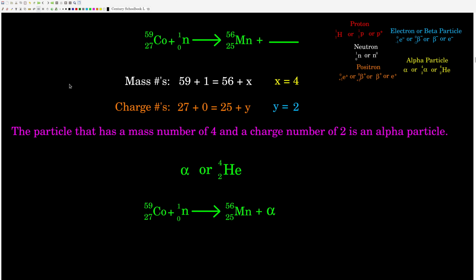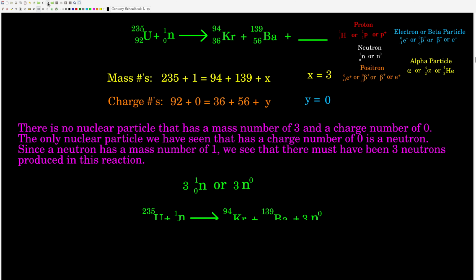The next one is called neutron bombardment, where we hit a nucleus of cobalt-59 with a neutron. Doing the same thing, the mass numbers on the left, 59 plus 1, add up to 60. On the right, 56 plus X, so X has to be 4. Doing the charge numbers, 27 plus 0 equals 25 plus Y, so Y is 2. So the subatomic particle that has this set of mass and charge numbers, 4 and 2, is an alpha particle. So we know that the missing particle is an alpha particle, and we could write it like this. Write it down here.